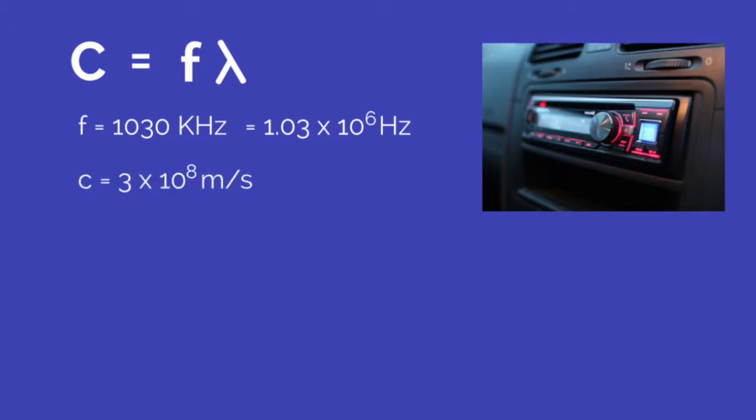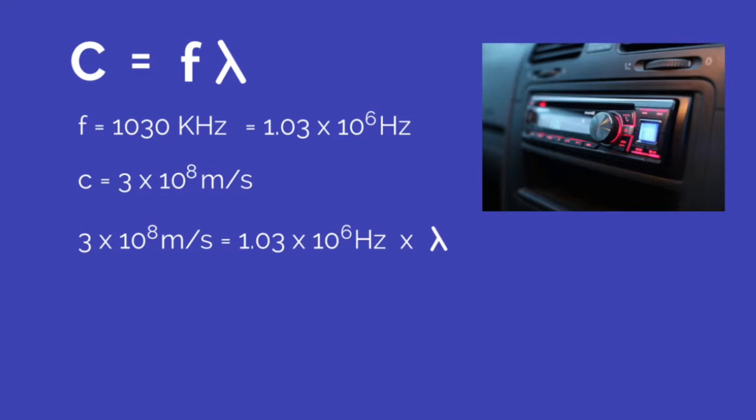Let's calculate the wavelength of a local Boston AM radio station, WBZ, which has a transmission frequency of 1030 kilohertz. Using scientific notation, we can write that as 1.03 times 10 to the 6th hertz. The speed of light in scientific notation is 3 times 10 to the 8th meters per second. So filling in our equation, c equals frequency times wavelength, we write 3 times 10 to the 8th meters per second equals 1.03 times 10 to the 6th hertz times lambda.